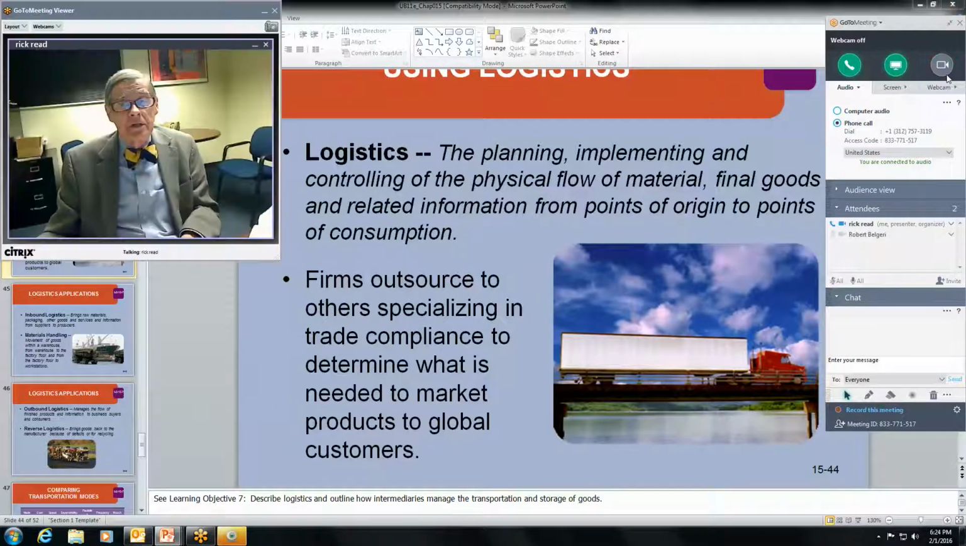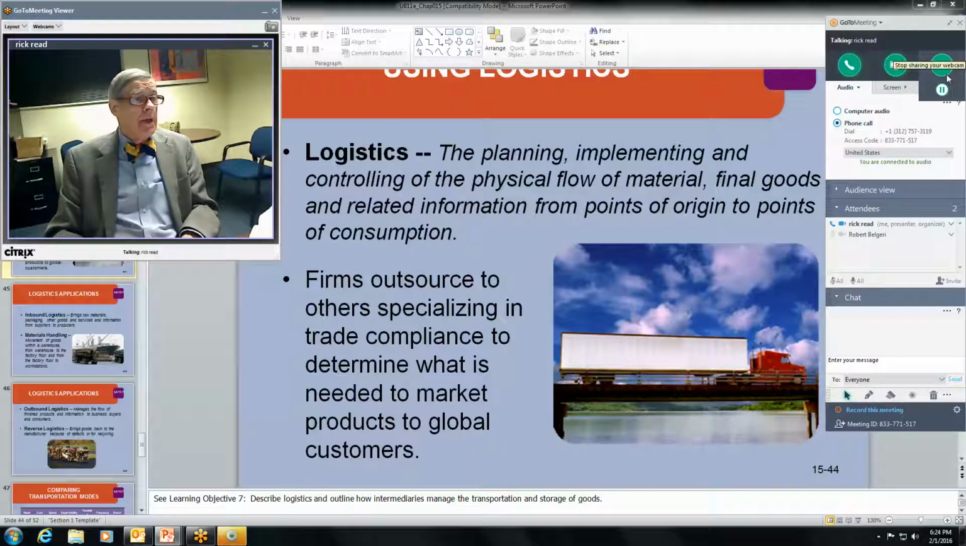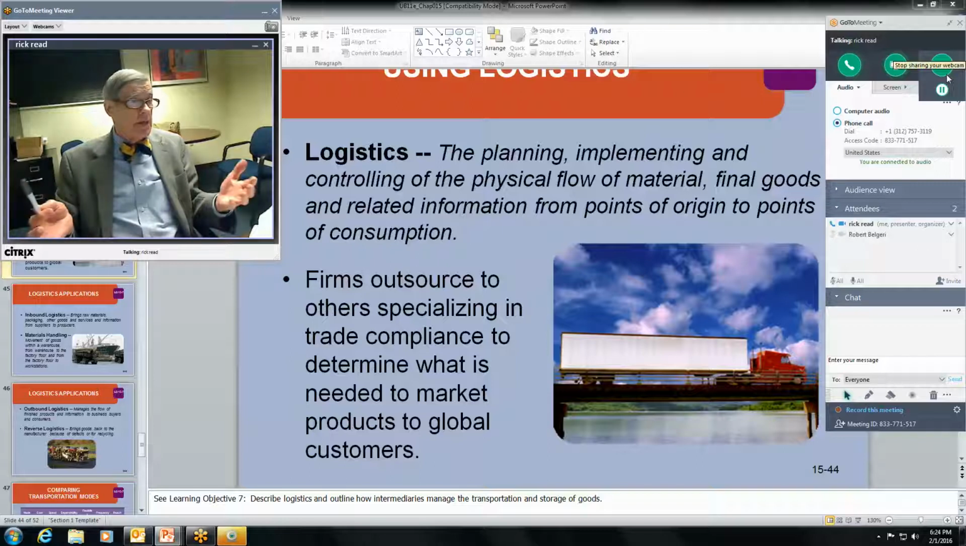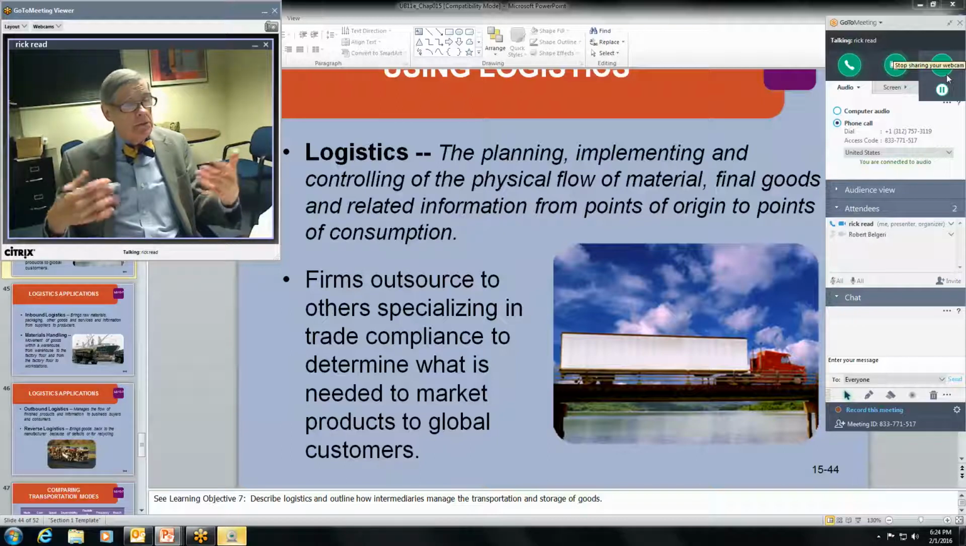Logistics is simply planning and implementing and controlling of the flow of product from point A to point B. And notice here from points of origin to consumption. And most firms outsource this. They don't do their own. We have FedEx, we have United Parcel, and we have other companies, and we have a lot of local companies, to say nothing of long distance trucks and trains and things of that nature.